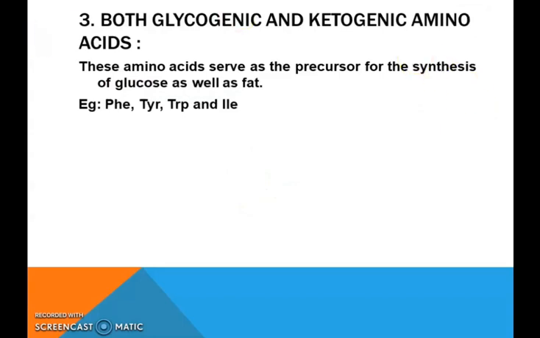The third one is amino acids that can serve as the precursor for synthesis of both glucose and fat. What are the amino acids included here? They are phenylalanine, tyrosine, tryptophan, isoleucine.